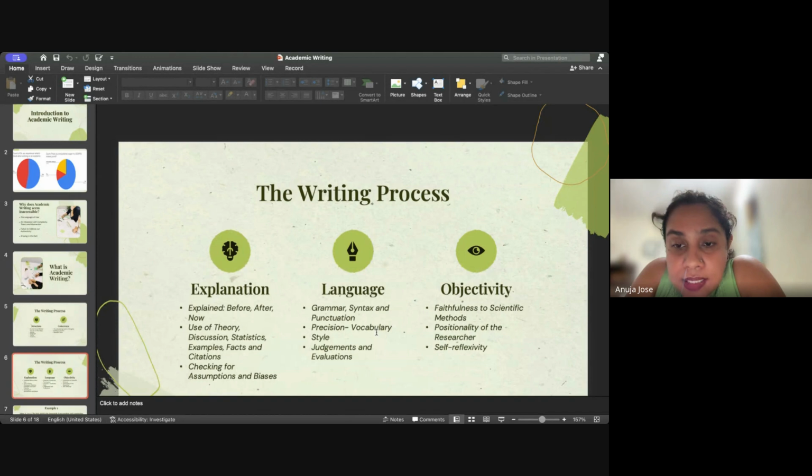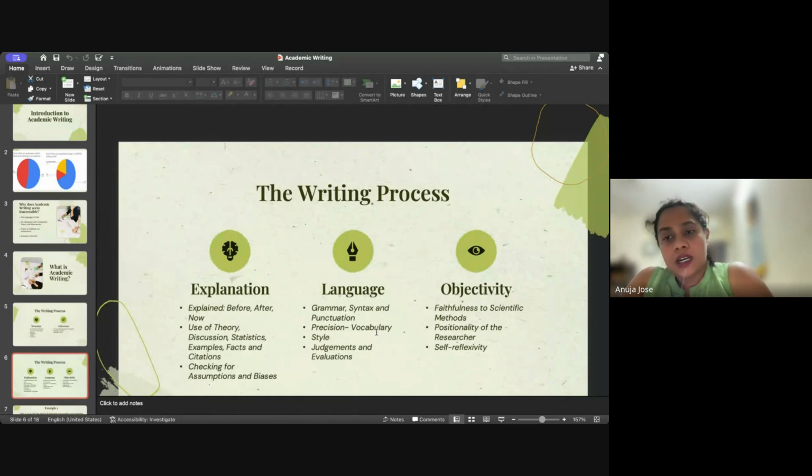The last part is objectivity. The last element that you need to remember when you're talking about the writing process is objectivity. By objectivity, I am talking about being faithful to scientific methods. I'll just quote an example, and from that you will be able to realize what I'm trying to say.